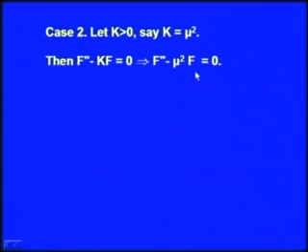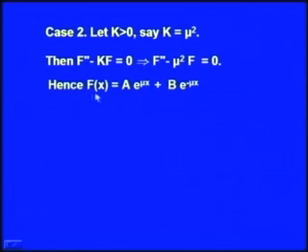So, the auxiliary equation for this will be m square minus mu square equal to 0, and therefore, the values of m will be plus minus mu, which are both real and distinct, and therefore, the complementary function will be a e to the power mu x plus b e to the power minus mu x. Particular integral is 0 here, because the right hand side of the differential equation is 0. So, the general solution of the differential equation is then given by f x equal to a e to the power mu x plus b e to the power minus mu x.